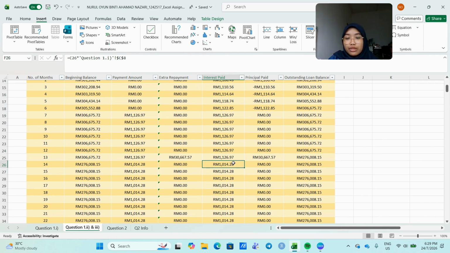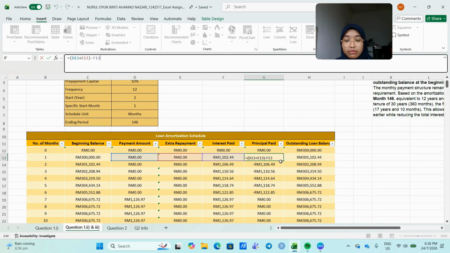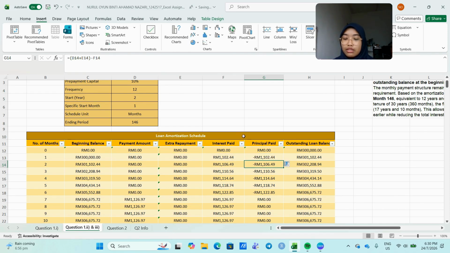So we go to the next. The next column is principal paid. In general, the monthly principal paid is calculated as payment amount plus extra repayment minus interest paid. During phase 1, since the payment is zero, the formula gives a negative value.